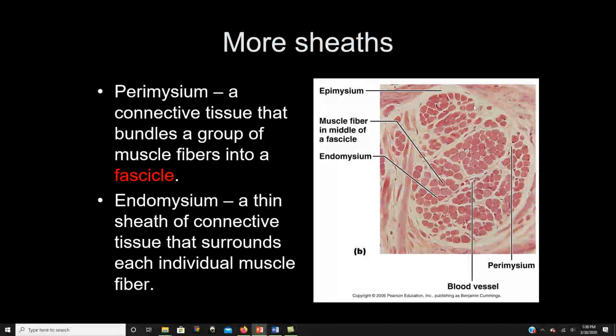Perimysium is how you separate a fascicle. So this is a fascicle. It has perimysium around it. Here's a different fascicle. It has perimysium around it.